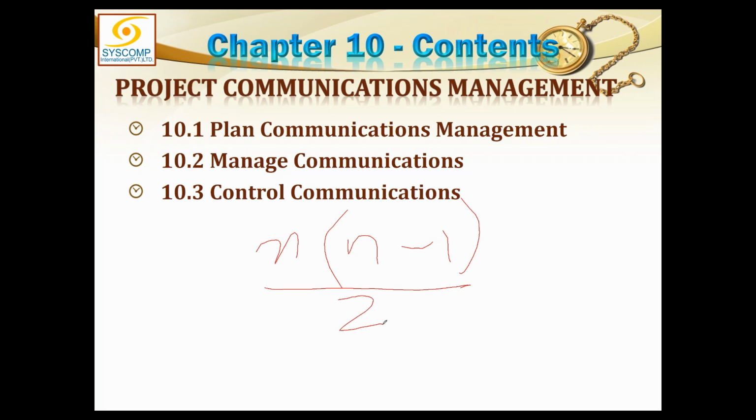N is the number of stakeholders. So let's say there are 5. So 5 into 4 divided by 2 is 10, right? If there are 6, 6 into 5 is 30, divided by 2 is 15. Did you get that? Yes, sir.